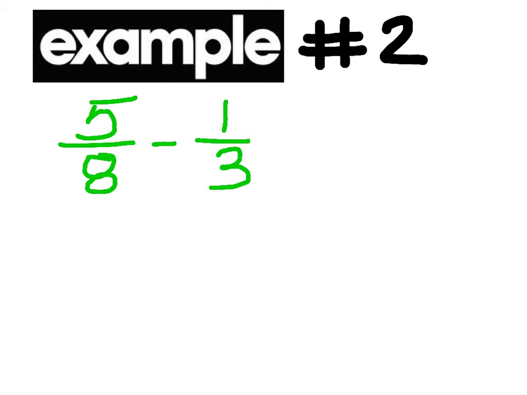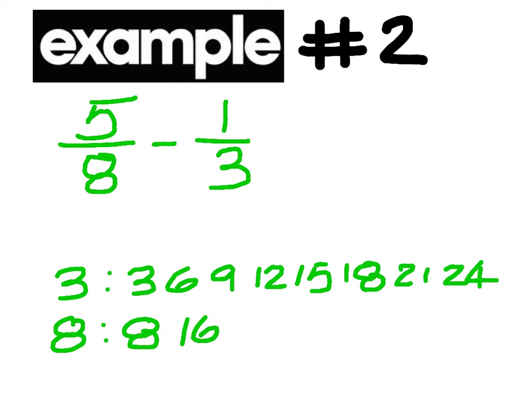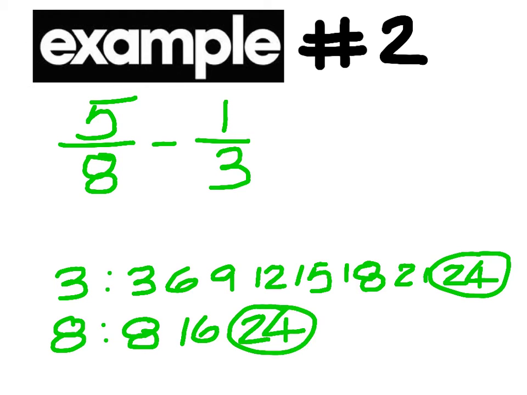Example number 2. 5 over 8 minus 1 over 3. We need to find the lowest number that 3 and 8 have in common. So it's 3, 6, 9, 12, 15, 18, 21, 24, and for 8, it's 8, 16, 24. What's the lowest number? 24. 24 is the lowest number that both 8 and 3 will go into. So you have to use 24.